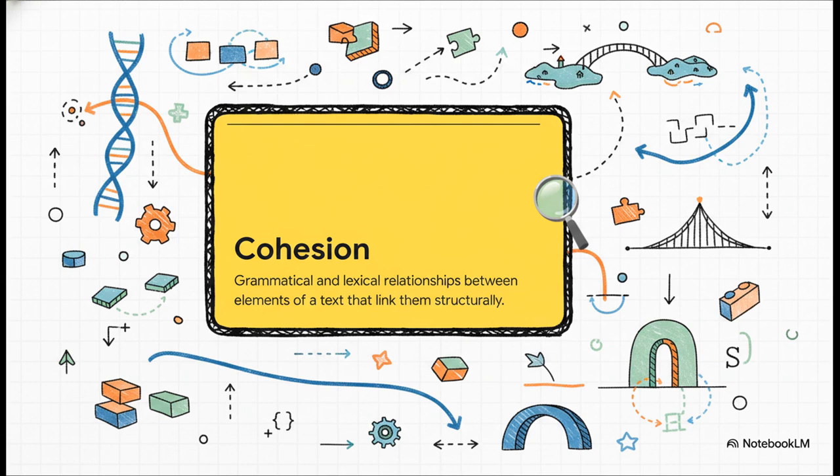Essentially, cohesion acts as the visible, grammatical glue of our language. It refers specifically to the grammatical and lexical relationships between different elements of a text that link them together structurally. We achieve this by using explicit linguistic devices known as cohesive markers. It's literally the objective architecture sitting right there on the page.